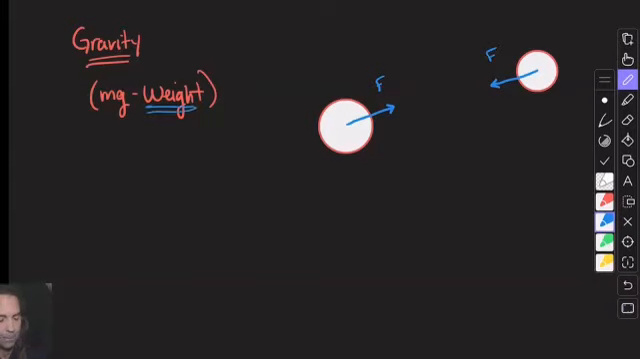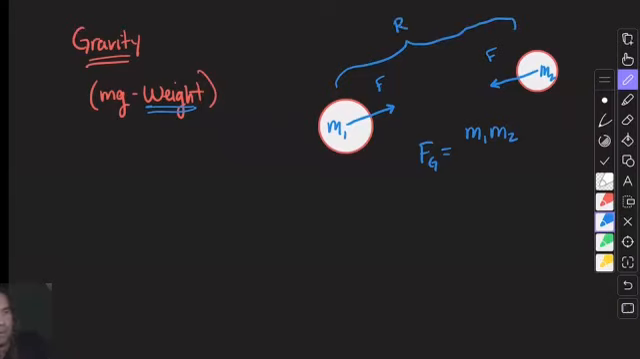Although weight is how we experience gravity on the Earth, the force of gravity is calculated differently. To calculate how much force there is between any two objects, you need each one of their masses, you need how far apart they are, which I will almost always refer to as the separation distance. And then you have to multiply by a constant. This constant is capital G.